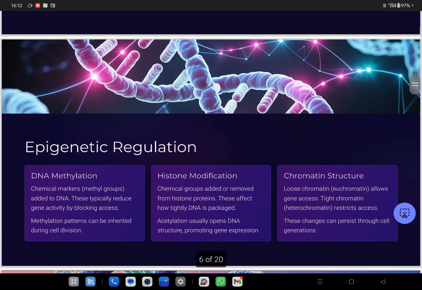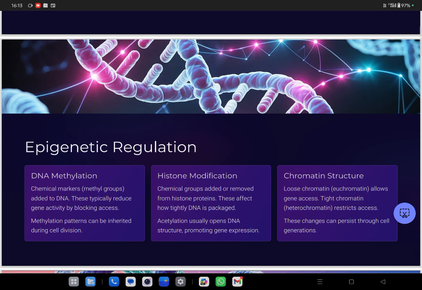The next level of control is epigenetic regulation. Most important among them is DNA methylation. CH3 groups are chemical markers that are added to the DNA. Once a particular base is methylated, it is not accessible for transcription. It blocks. These methylation patterns are inherited during cell division.